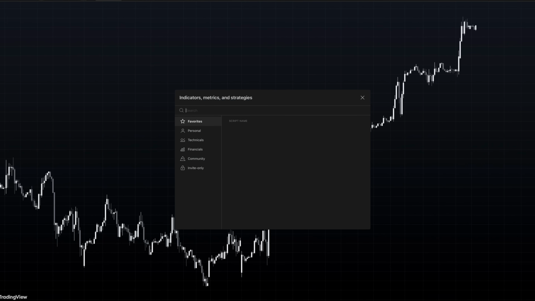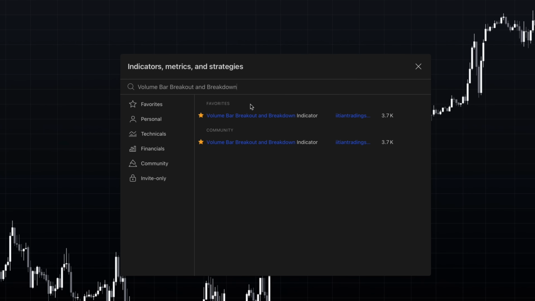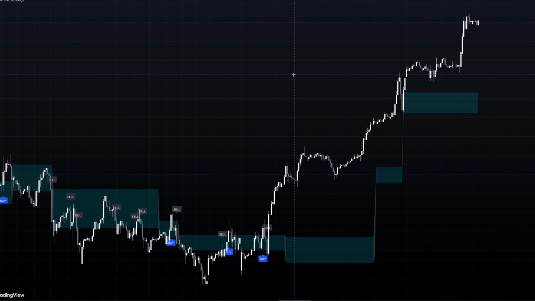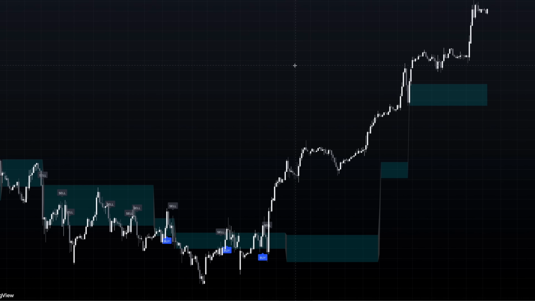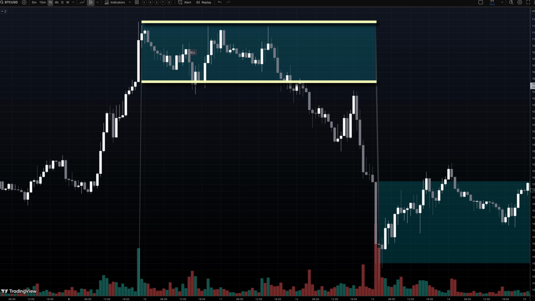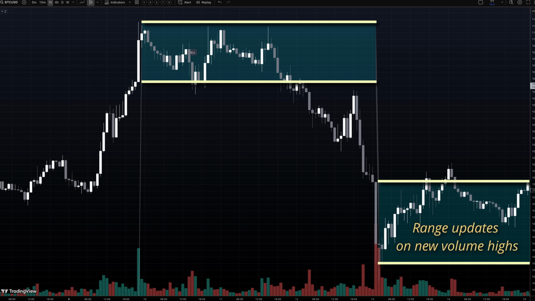Volume bar breakout and breakdown. Created by IAD and Trading Sage, this indicator identifies the highest volume bar within a specified lookback period and displays its range as a key reference zone. The system continuously scans historical bars to locate the candle with maximum volume, then plots horizontal lines representing the high and low of that specific bar. This creates a dynamic range that updates whenever a new volume peak occurs within the observation window.